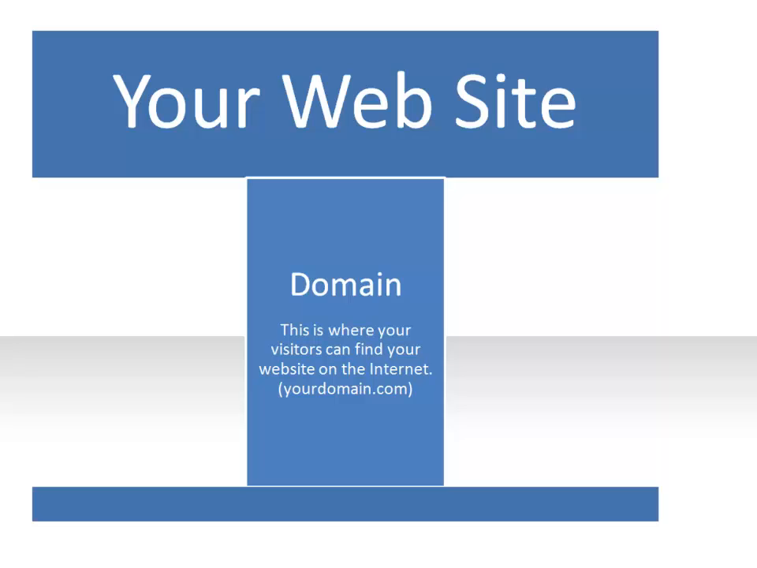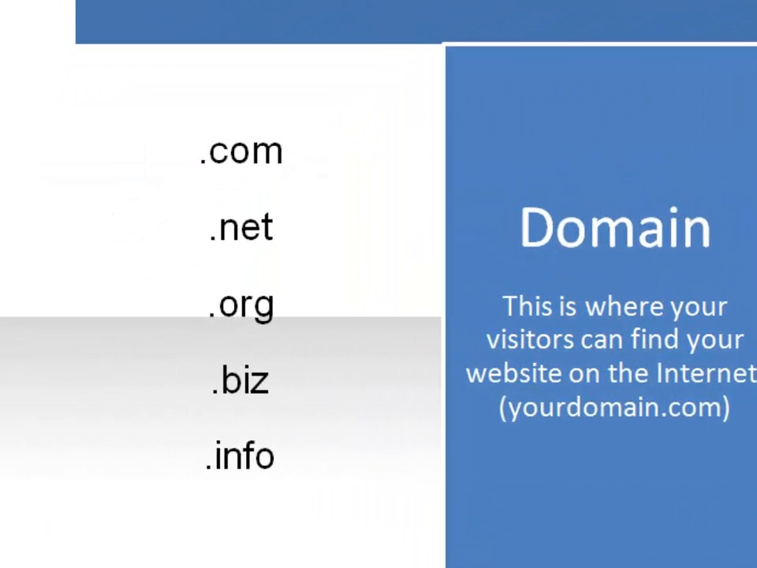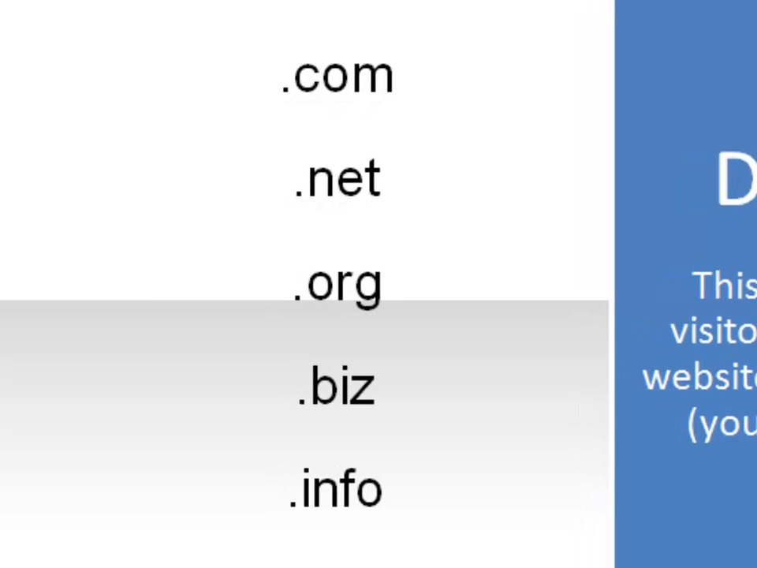Usually you go to a different company to get your domain than you do to get your hosting, but you don't have to. And when you do get a domain, you get to choose what kind of domain you want, a .com, a .net, .org, .biz. There's lots of TLDs, they're called, or top-level domains. And of course, obviously, most people like the .com, .net, .org.